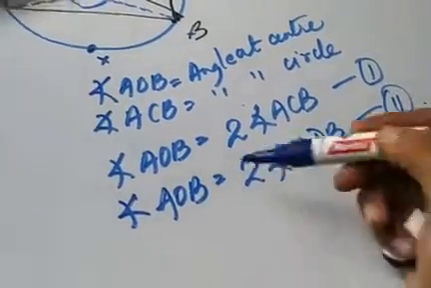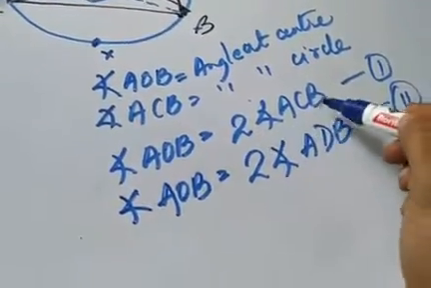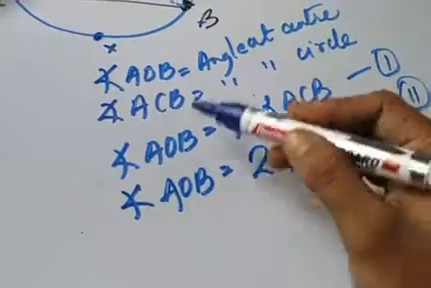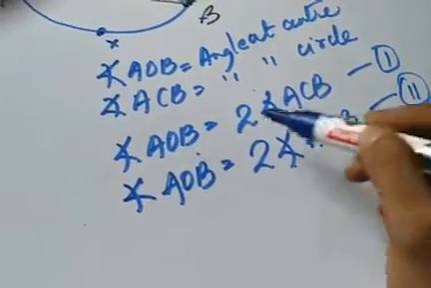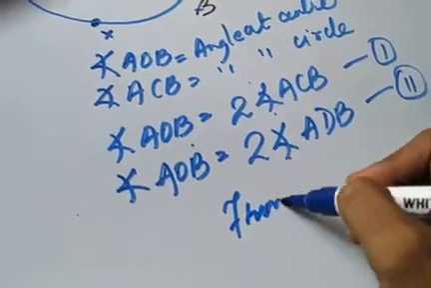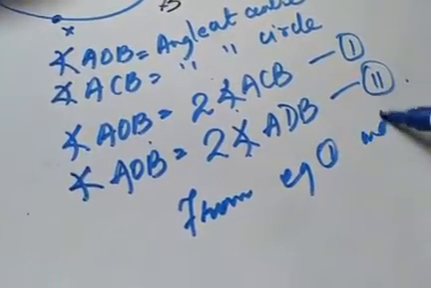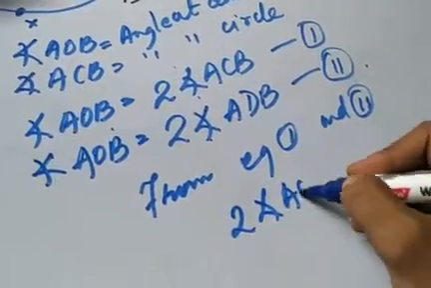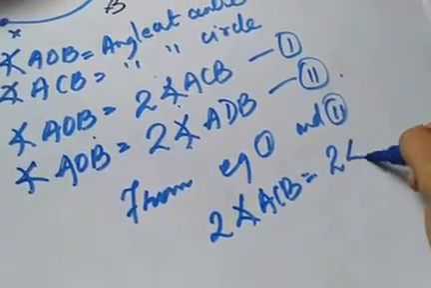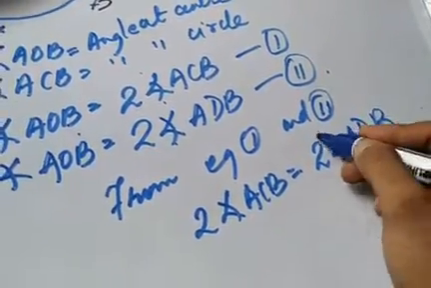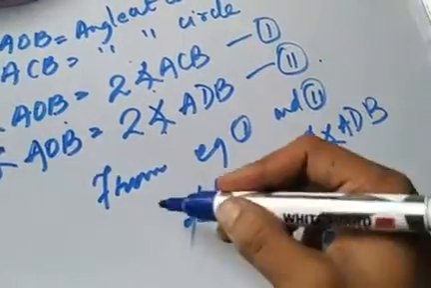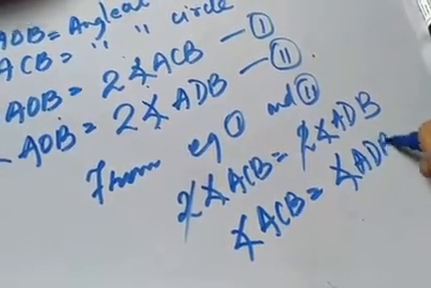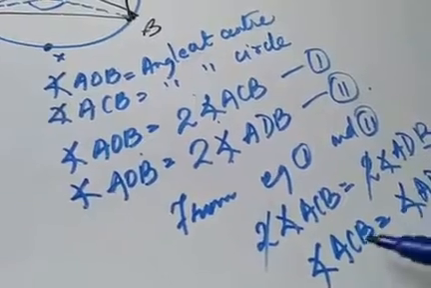Then you have two equations, and when you compare both equations, you'll realize that twice ACB is equal to AOB, and twice ADB is also equal to AOB. Since this is equal to this and this is also equal to the same, we can say from equation 1 and 2, these two are equal to each other. So twice angle ACB equals twice angle ADB. I think this final step was missed out when you wrote it. So this 2 and 2 get cancelled. Please add this step there. So we can say angle ACB is equal to angle ADB. So we have proved that the angles in the same segment are equal to each other.